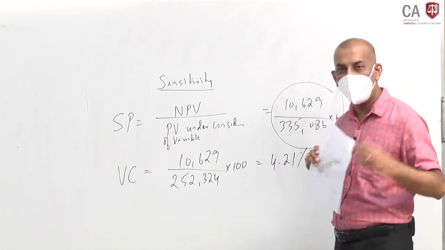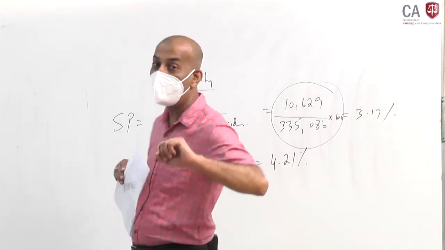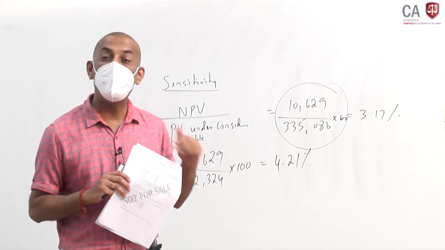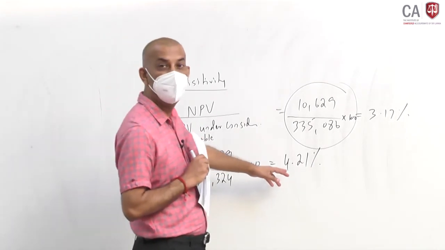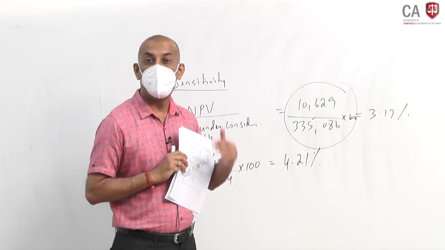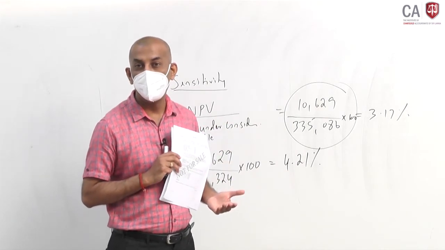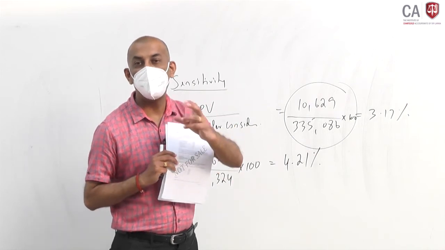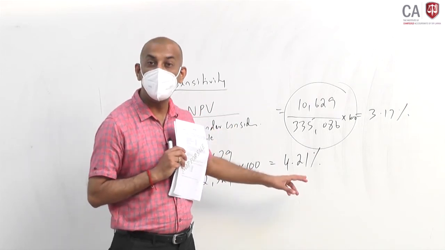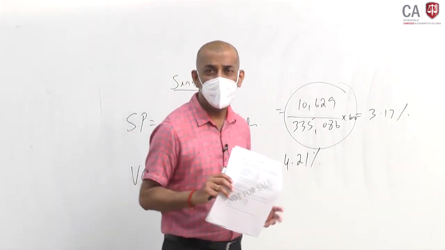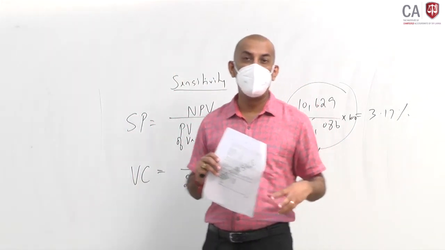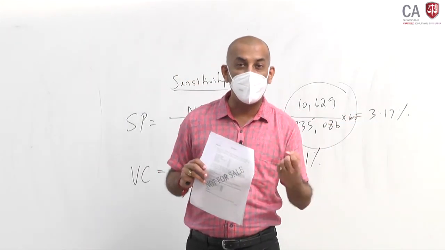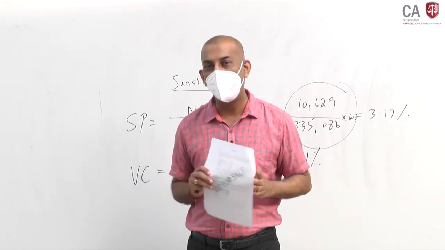Like I mentioned earlier, for selling price we talked about a reduction. For variable cost, if it goes up more than 4.21, that means your cost is going up. If it goes up more than 4.21, your project will not be viable. So your project will give you a negative NPV. So we should know that our variable cost needs to be controlled. Variable cost needs to be controlled within a 4.21 increase over the project period. If you allow that to go up, then your project will be unviable.